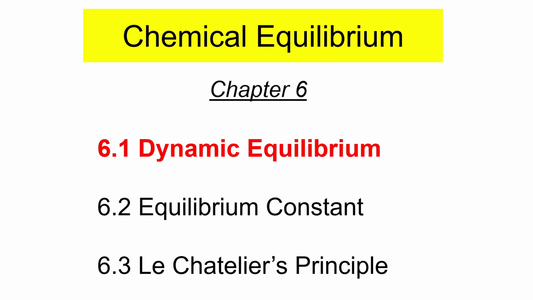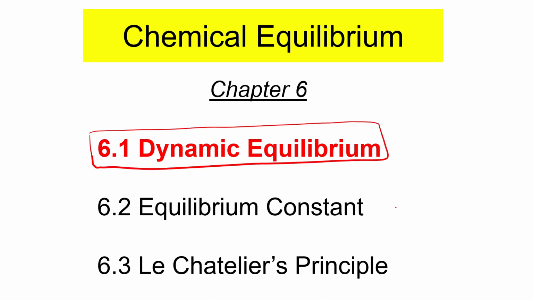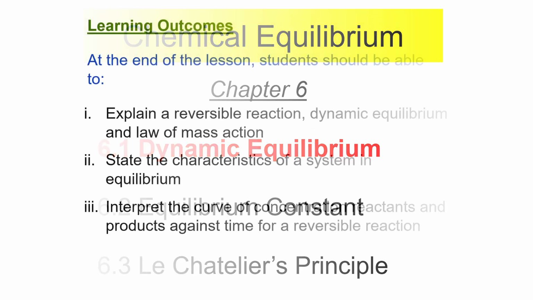Alright. So for chapter 6 chemical equilibrium, it is divided into 3 parts. Part 6.1, yang mana kita akan discuss di dalam video ini, and then 6.2 to be discussed in our next class. 6.2 equilibrium constant and 6.3 Le Chatelier's principle.